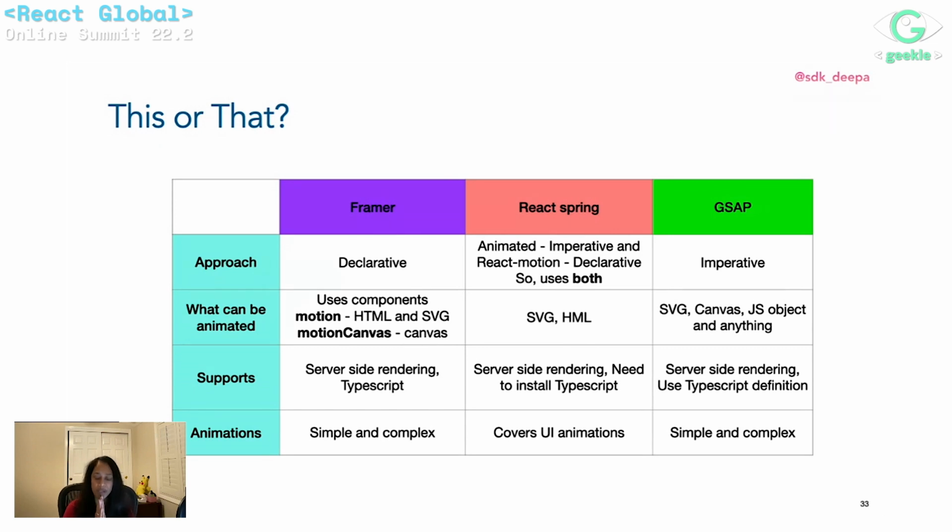What is the support for TypeScript? Framer supports TypeScript off the bat. When you install Framer, it already has the support, so you don't have to worry about installing it, like in React Spring. And in GSAP, you can use a TypeScript definition, but it mainly uses only JavaScript, right? And the animations, like I said, you can use simple and complex for Framer and GSAP, whereas React Spring you can use only for UI animations, because under the hood, it uses only a hooks API. It uses hooks under the hood.